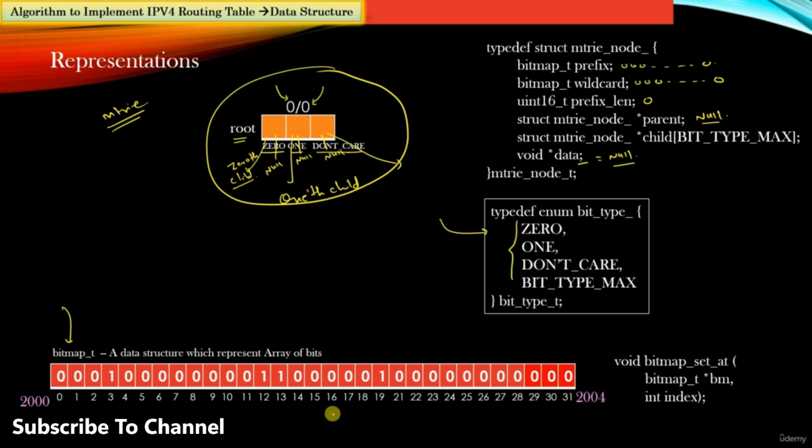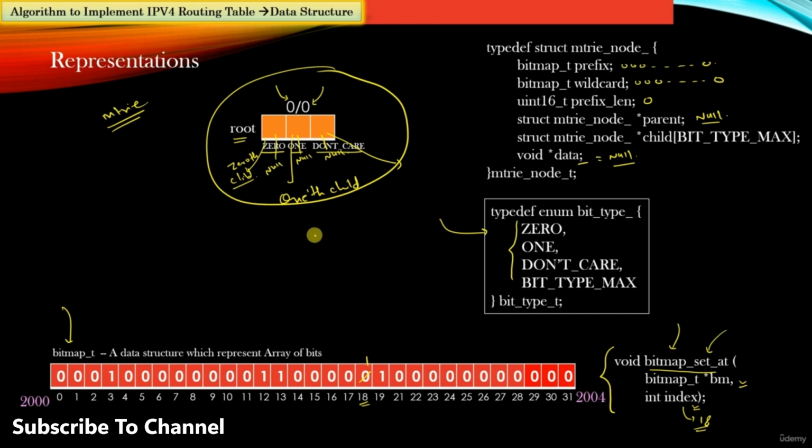And as I said, you need to visualize bitmap as an array of bits and nothing else. And on this array you can perform operations like you would on normal arrays. For example, we can implement a function bitmap set at, passing the pointer to the bitmap and the index. So if you pass the index number as 18, then this function must set the bit at index 18 to 1.